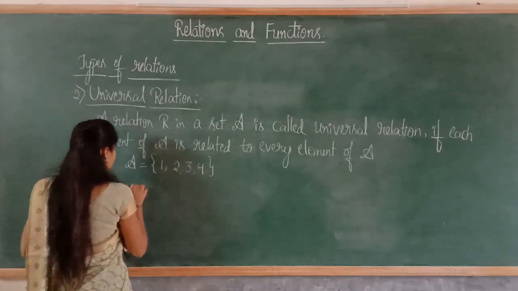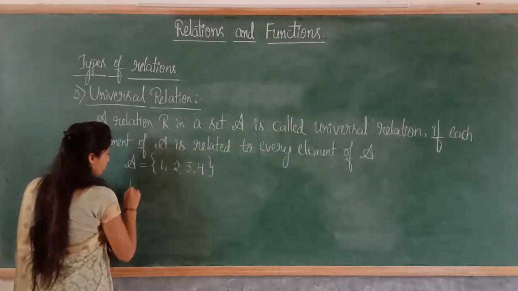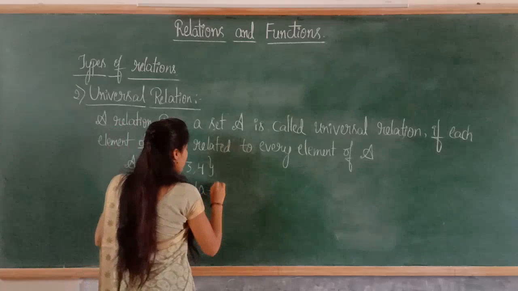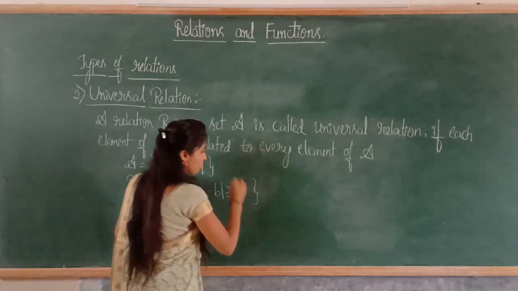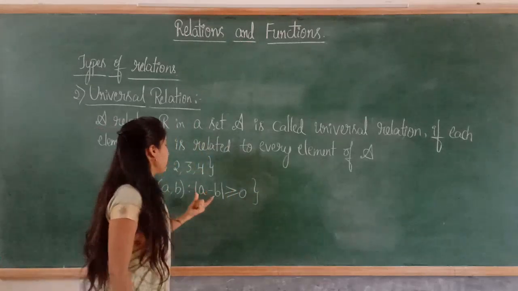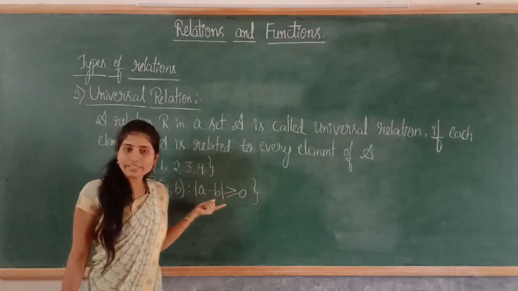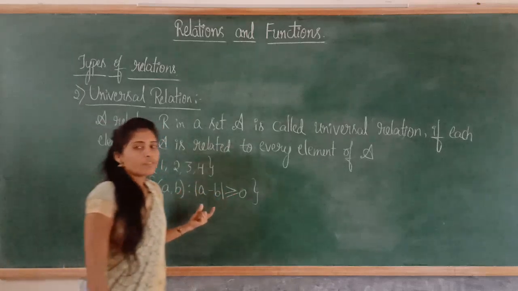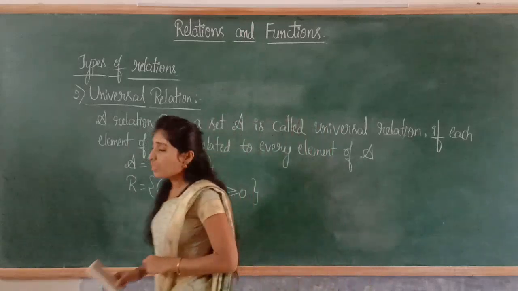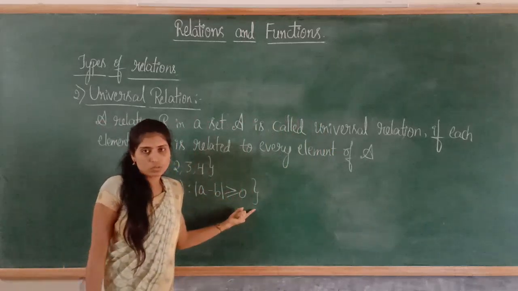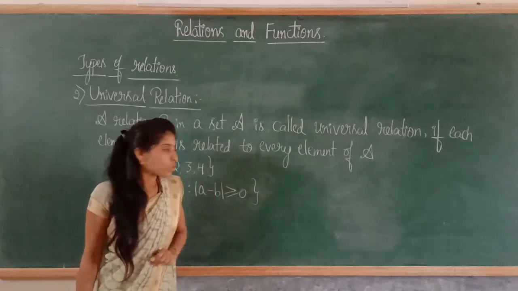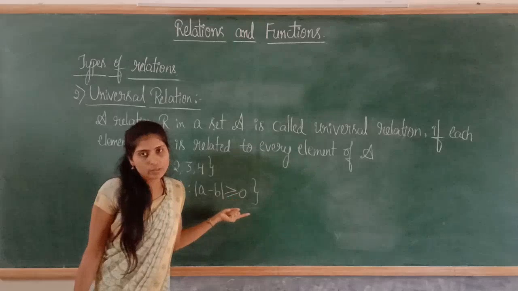Then see here, a relation R is equal to A comma B such that modulus of A minus B is greater than or equal to 0 here. You can take any numbers, but the value should be equal to 0 or greater than 0. Because within the modulus, the negative or positive value becomes positive only. So, see here, if 1 minus 1 you take, that is equal to 0. If 1 minus 2 you will take, that is minus 1. Within the modulus, minus 1 becomes plus 1. So, here the value should be greater than or equal to 0.